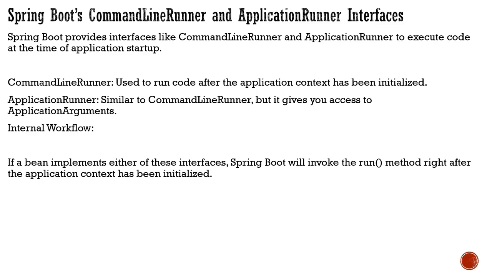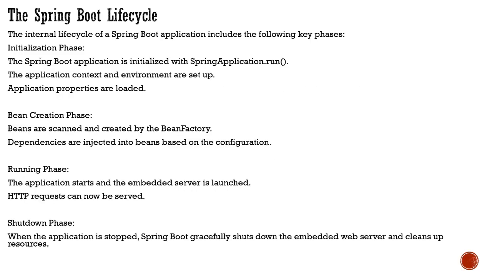Now the ApplicationRunner is similar to the CommandLineRunner, but it gives you much more access to the application arguments, right? If your bean implements either of these interfaces, it will invoke the run method after your application context has been initialized. So that is the idea. Whatever you want to run after your application and context are initialized, you can implement this interface and get it run. Now, if you look at the bean lifecycle, Spring Boot also has its own lifecycle of the application.